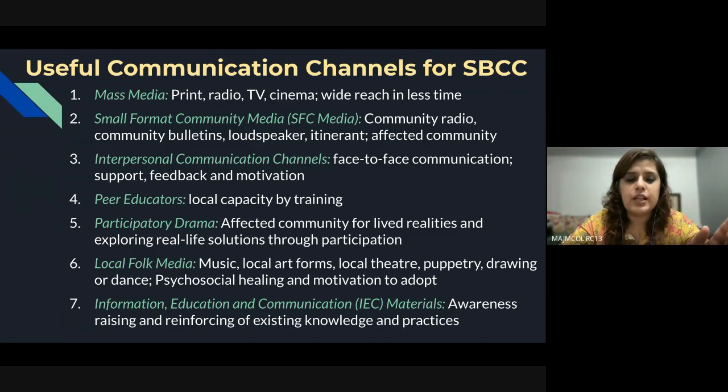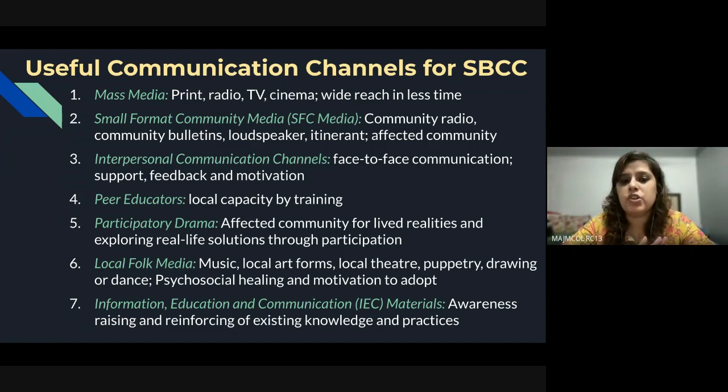The second communication channel is small format community media, which includes community radios, community bulletins, loudspeakers. These are used when we have a smaller community which is vulnerable to a certain issue. For example, a community living near the coastal region is about to be hit by a tsunami. You need not use mass media channels to communicate that. You can use small format community media channels to communicate that message to the affected community, to inform them, persuade them, and empower them to help themselves at that particular time. So SFC is usually used when it's just a specific community that needs help.